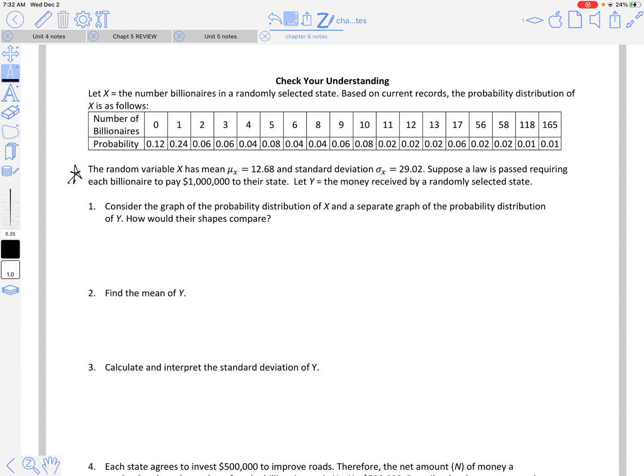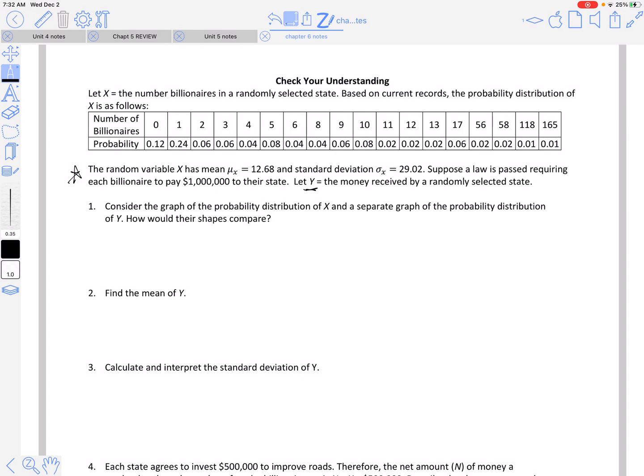Suppose a law is passed requiring each billionaire to pay $1 million to their state. Let y, so we have a new random variable, y be the money received by a randomly selected state. So what we're going to do is we're going to take this original data, right, but we're going to multiply each. So 12% of the states are going to get 0 because 0 times 1 million is 0. 24% of the states are going to get $1 million from that 1 billionaire.